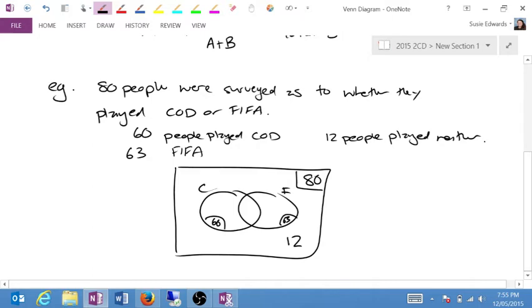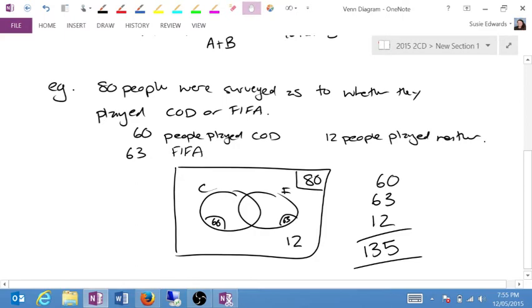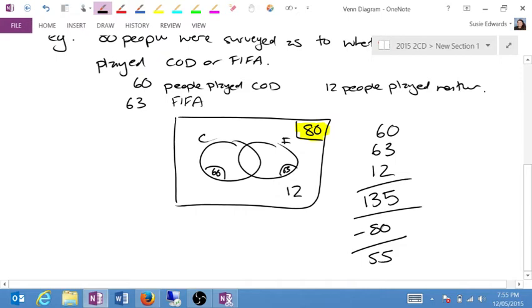So we need to add them together. If we add all these together, we end up with 135. And that pretty much means that a whole heap of people voted twice, which means they actually played both things. So to work out the difference, when we add all those numbers together, we then need to take away the 80 and find the difference. And so we'll find out that there's 55 people who did both things. And that method there is really important for you guys in an exam. So, okay, 55 people played both.